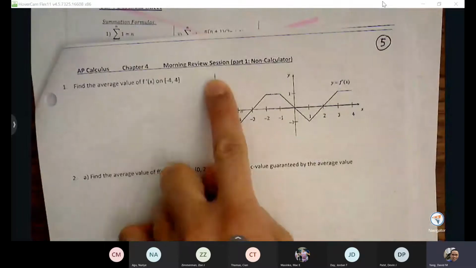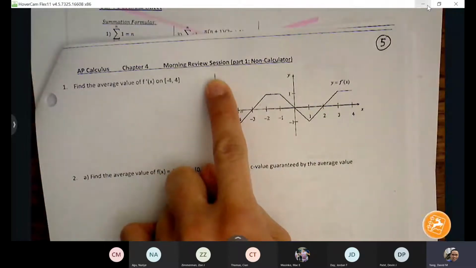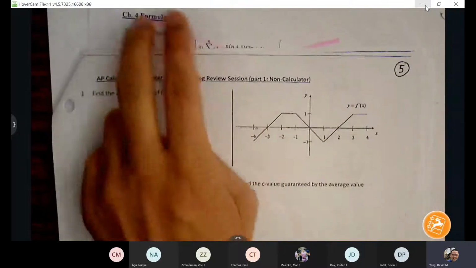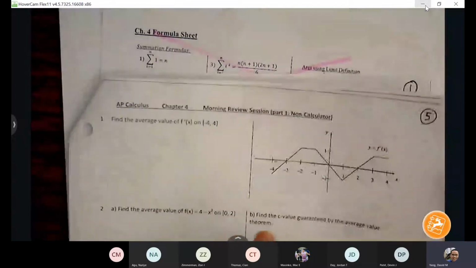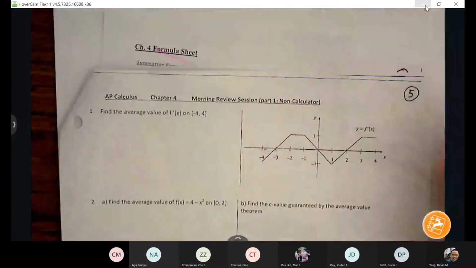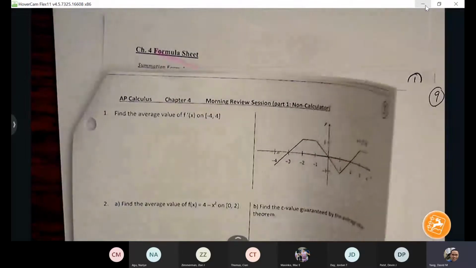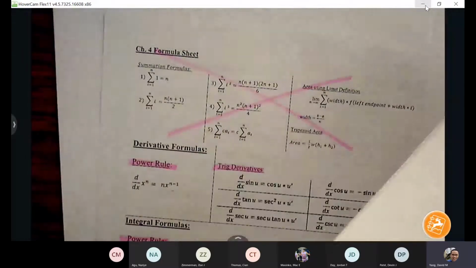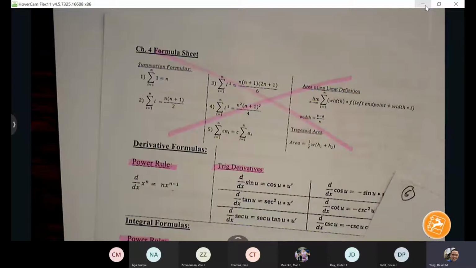All right, good morning. Hopefully you guys all have this morning review worksheet. It's in your 4.3 to 4.5 packets. Okay, solution key is also attached. Okay, let's start with number 1.